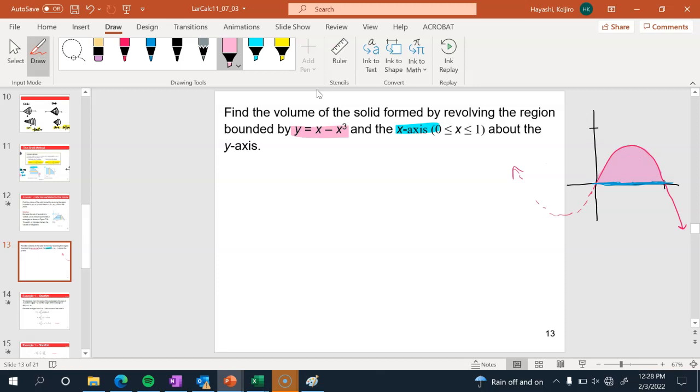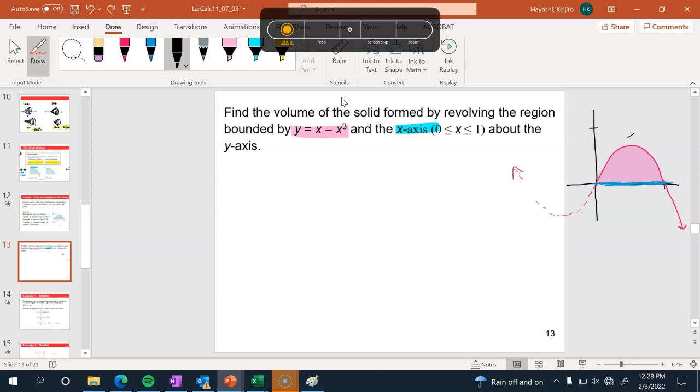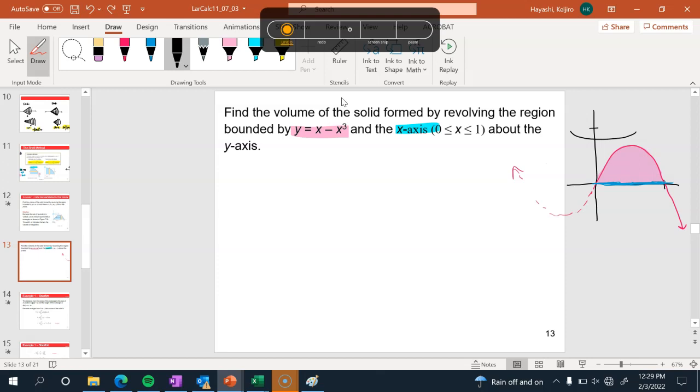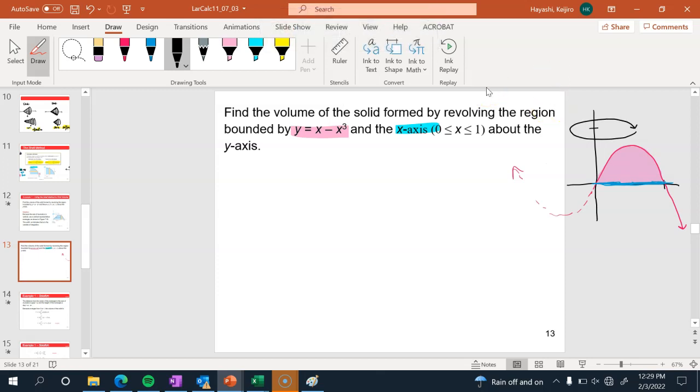So it's bounded by the x-axis, but we are rotating it about the y-axis. So that when you're done, it's going to form, boy.